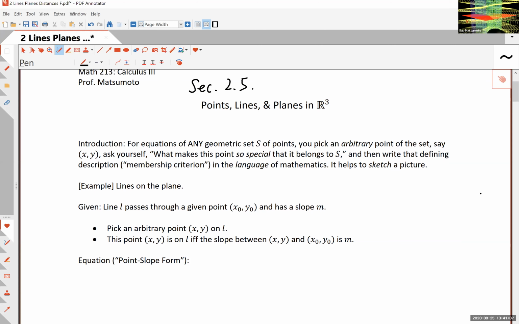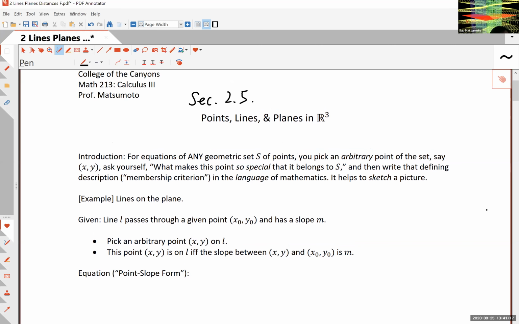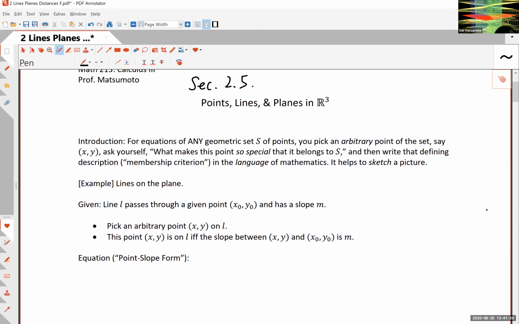Okay, and by the way, I forgot to mention that we will be using this, I believe it's a 4 or 5 page handout. So if you have not printed this out, you may want to do that, because I don't want you to have to write down all of these paragraphs, for instance, by hand. Okay, so here's a brief introduction.